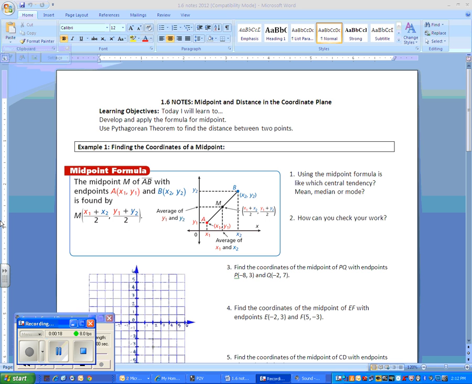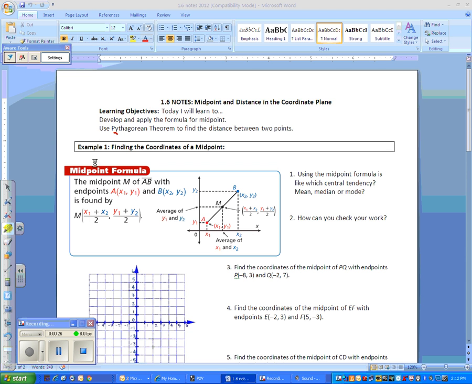And Pythagorean theorem is really important. You're going to want to definitely make sure that you know how to do Pythagorean theorem. We use it a lot. Yay! Okay, Pythagorean theorem. Sweet.